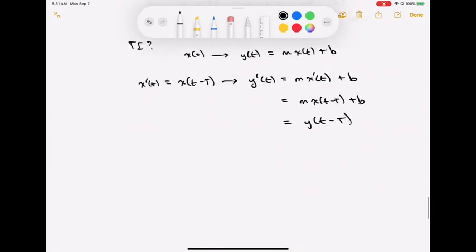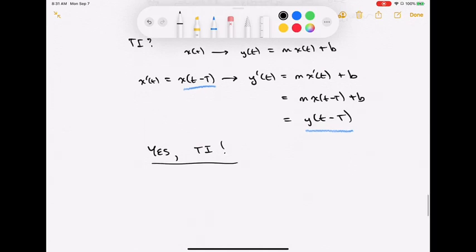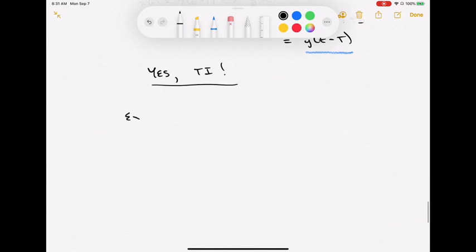I've shown that a delay in the input corresponds to creating an output that is just a simple delay. A delay in the input causes a corresponding delay in the output. So that's independent of what I chose for x. So yes, this is a TI system. We do know it's time invariant. So our very first example was both time invariant and linear. The second example was not linear but time invariant. Let's look at one more example, another quick modification of that first system.